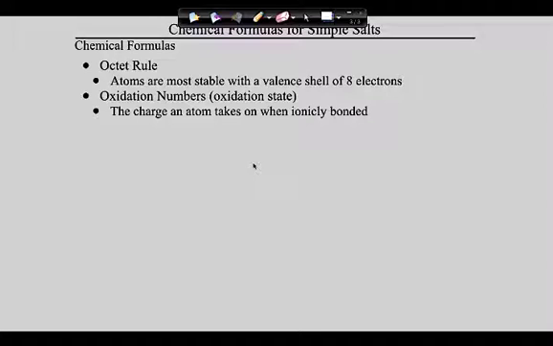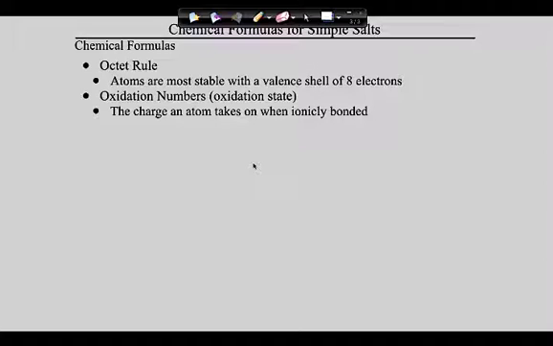So let me define it for you. An oxidation number is the charge that an atom takes on when it is ionically bonded. It simply tells you how many electrons an atom loses or gains. But guess what, guys? We've already talked about this. This was actually in your very first homework assignment from the last unit. We just didn't call it that. So you ready? Check this out.